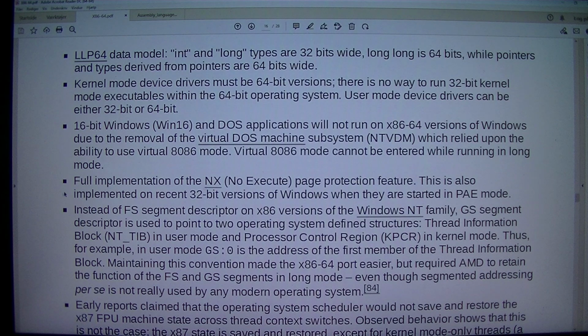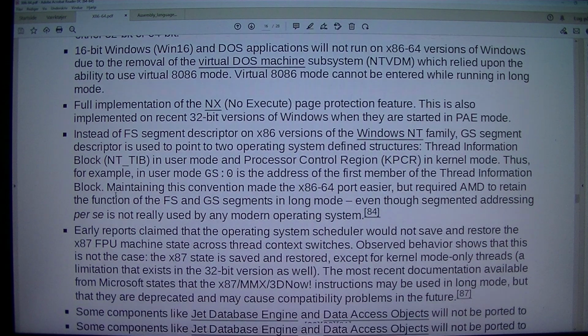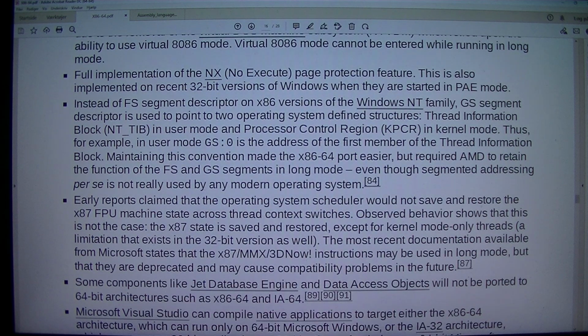Full implementation of the NX (no-execute) page protection feature. This is also implemented on recent 32-bit versions of Windows when they are started in PAE mode.